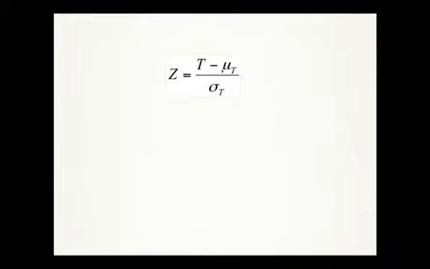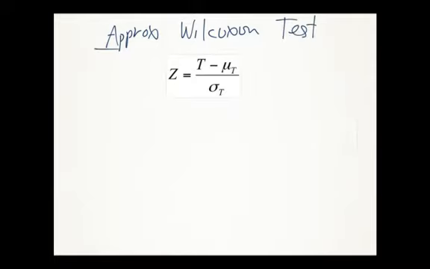We have this statistic here, which we call a z, right? So the approximate Wilcoxon test uses the normal approximation in this way. First we have to define our numbers. This t here is the sum of the positive ranks.